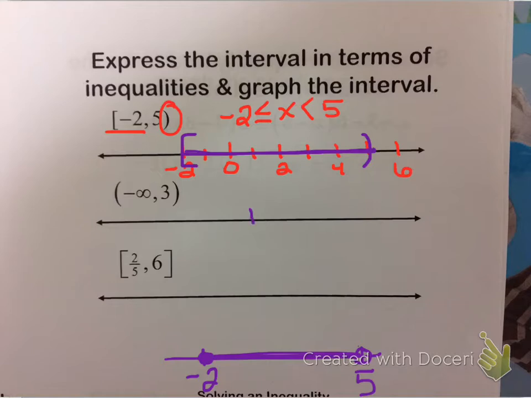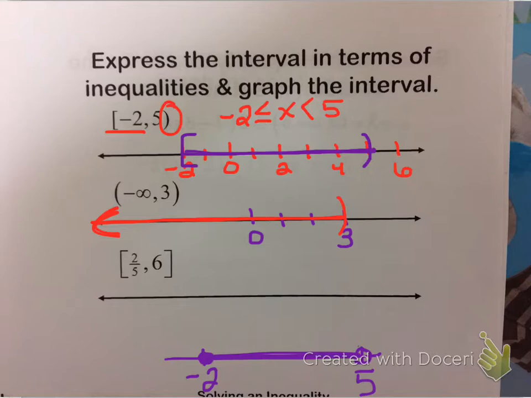So let's say this is where 0 is. Here's 1, 2, 3. Okay, so then what you would do is come over here to 3 and use either an open circle, a hole, or that open bracket, whichever way, and then shade all the way down to this end and draw an arrow that indicates that it keeps on going down to negative infinity.